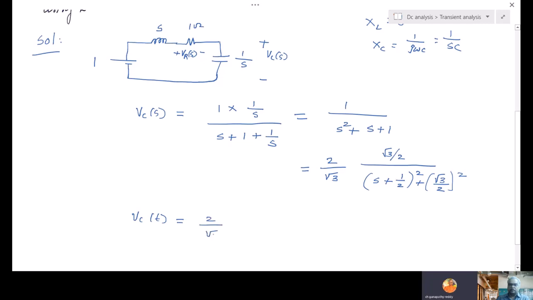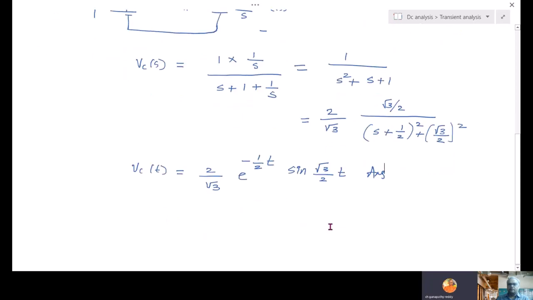2 by root 3 e power minus 1 by 2 T sine root 3 by 2 T. So this is the answer for VC of T, using inverse Laplace transform, frequency shifting property.